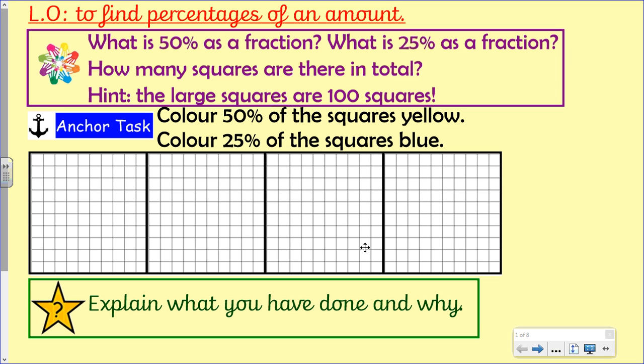Each of these squares is 100 squares. If you're jotting this down, you could just draw 4 big squares rather than worrying about getting the 100 squares exactly, okay?